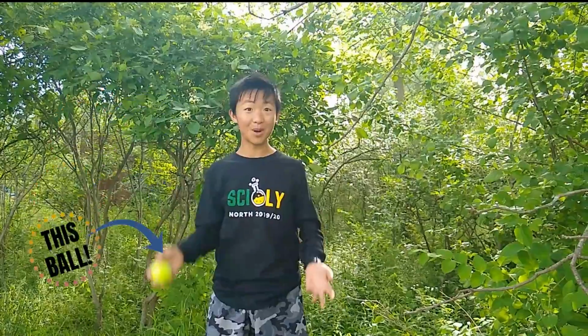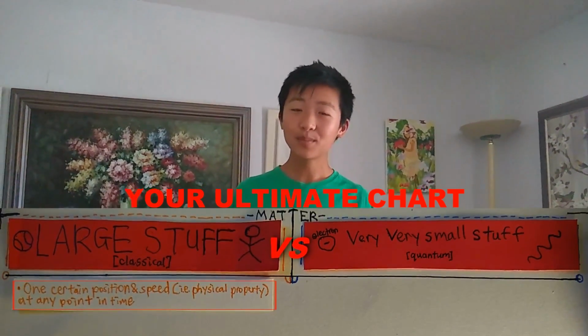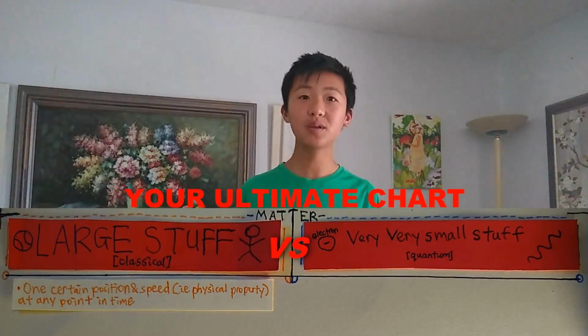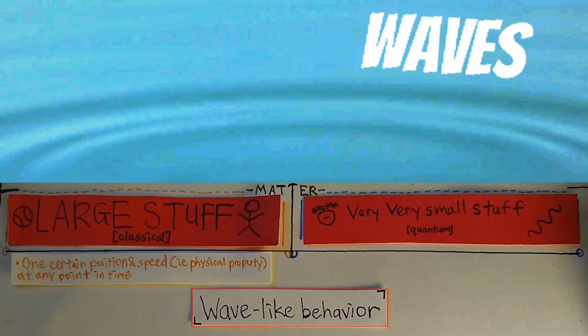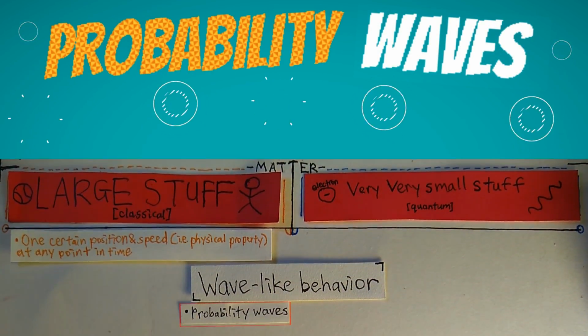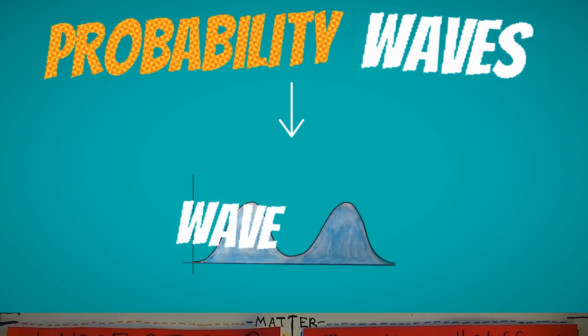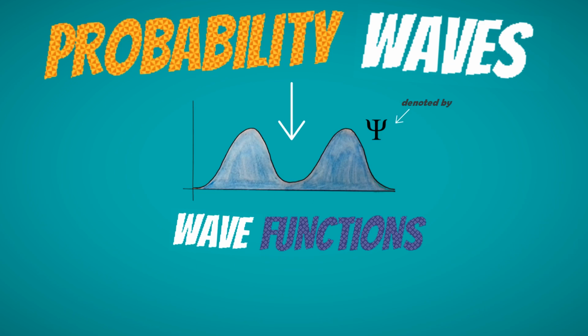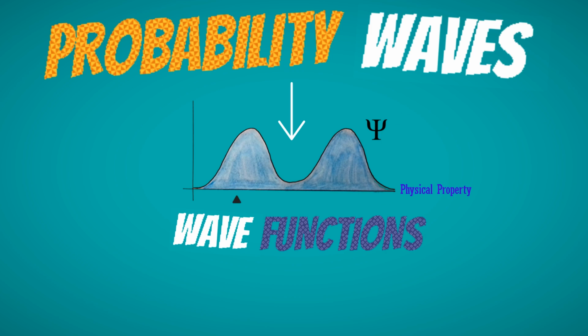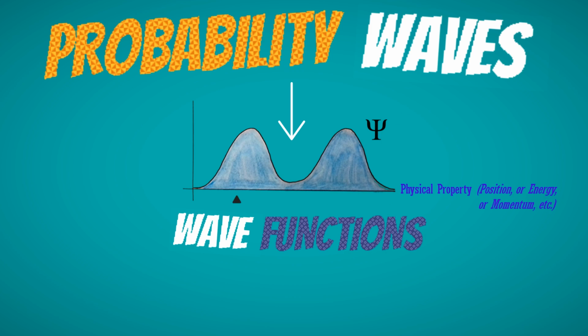So what is a particle like? You might think that a particle is like a super tiny version of this ball, but it's not. This ball must have one certain position and speed at any point in time, right? But believe it or not, all matter, including both this macroscopic ball and a microscopic particle, can behave like waves. This is so strange because these waves are actually probability waves, called wave functions, that determine the probabilities that the matter would have a specific value of a physical property like position at any point in time.